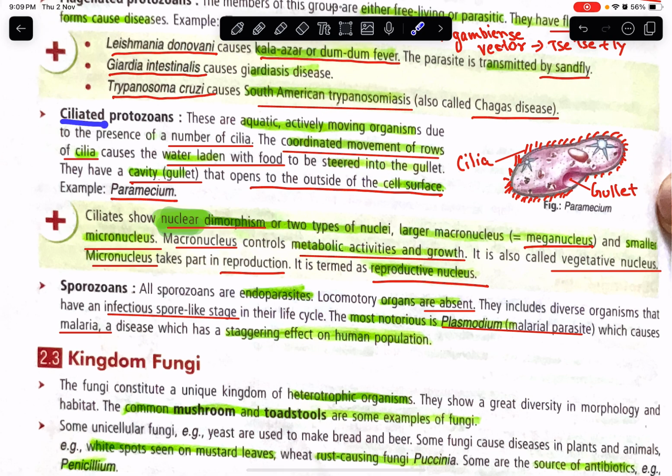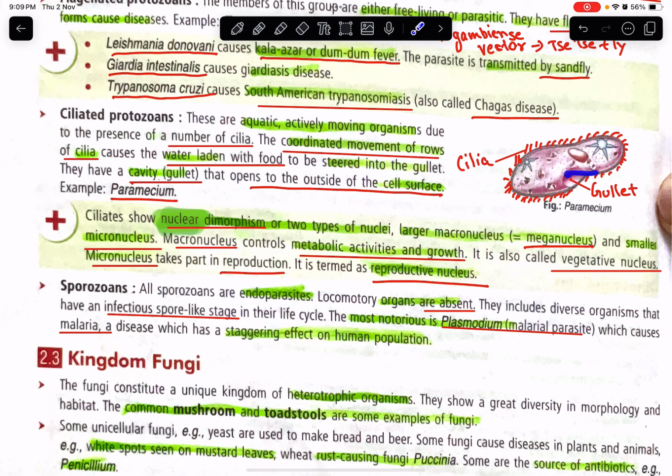Next is ciliated protozoans. Ciliated protozoans have cilia. Example is paramecium. They are aquatic. They are actively moving organisms due to the presence of a number of cilia. The cilia show coordinated movement in rows. The movement is not individual, as in the case of flagella. Here they show coordinated movement, and they cause the water laden with food to be stirred into the gullet.